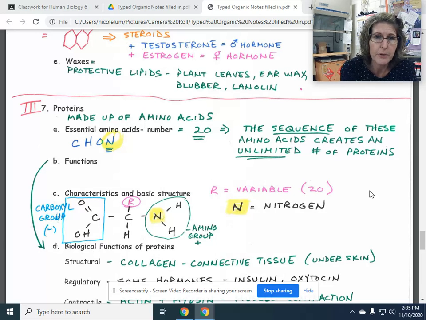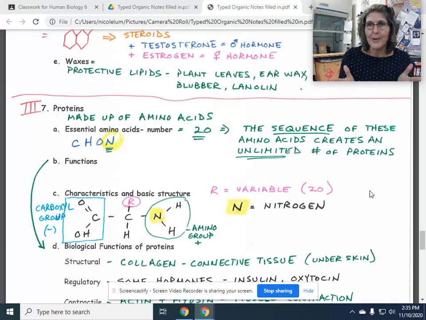So once again, proteins are made up of amino acids. There are 20 different amino acids. No, you don't have to memorize them, but you should memorize some things about them. The sequence of these amino acids creates an unlimited number of proteins. Let's think about that. Let's say you're sitting at home as a little kid and you have all your Legos sitting in front of you. Each Lego, we can say, is an amino acid.